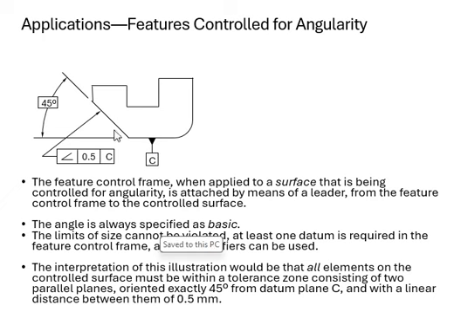Since you are dealing with the angle, it's a routine that we always specify the angle as a basic. And then of course the limits of your sides don't really matter, so the limits of the sides cannot be violated. And we only need at least one datum, so right here, that's important. We don't need a modifier like LMC or MMC, because it applies regardless of your feature size.